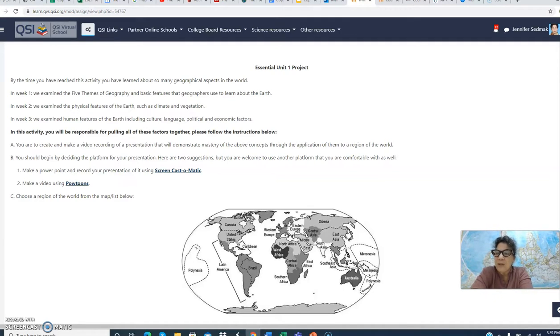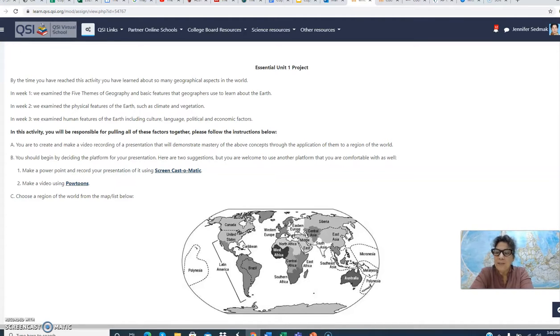So by the time you've reached this activity, you've learned about so many geographical aspects of the world. As I said, in week 1, we looked at the 5 themes. In week 2, you studied climate, the physical features of the Earth, vegetation. And in week 3, we looked at some human features of the Earth, including culture, political, and economic features. In this project, you're going to be responsible for pulling together all of these factors. And in order to do so successfully, follow the instructions that I have outlined below.